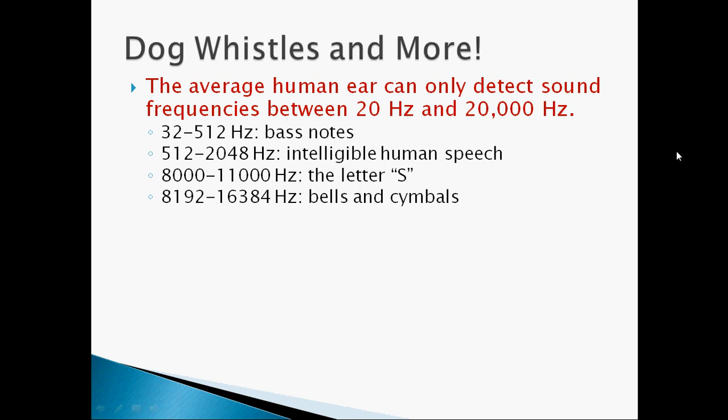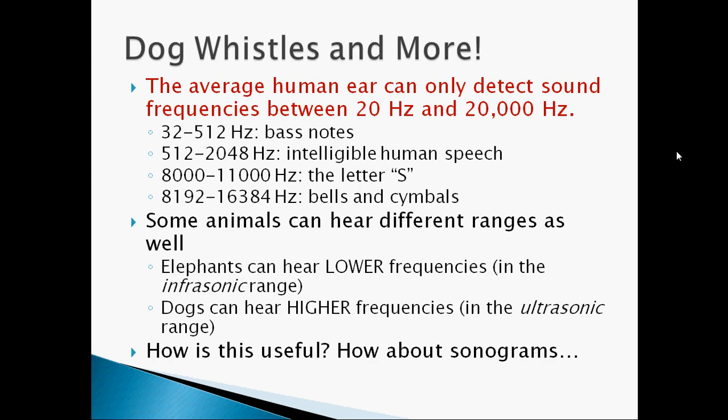Obviously there are other animals that can hear other ranges as well. So elephants, for example, can hear lower frequencies than us. Dogs, thanks to dog whistles and stuff like that, they can hear higher frequencies. Again, why dog whistles work. They emit a sound that's at a frequency that's above 20,000 hertz, too high for us to hear, but dogs can hear it, and it's very unpleasant for them. Poor things.